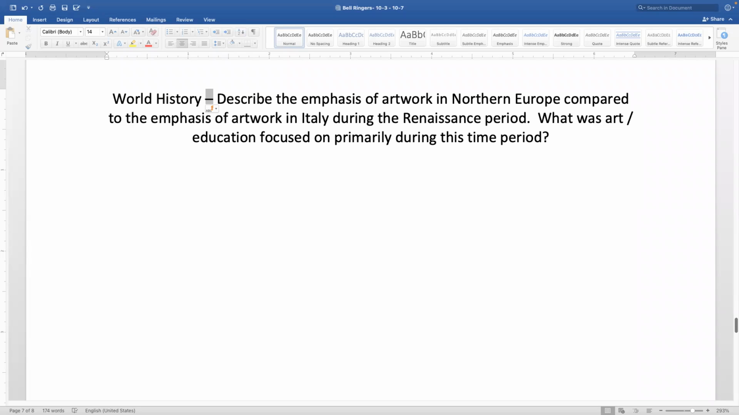So describe the emphasis of artwork in Northern Europe compared to the emphasis of artwork in Italy during the Renaissance period. What was art education focused on primarily during this time period? So we talked quite a bit about some of these Renaissance artists in Italy, and a lot of them advised by the Pope to make some of these fine works of art. But in Italy, they focused on other things too when it comes to their art and their creations.